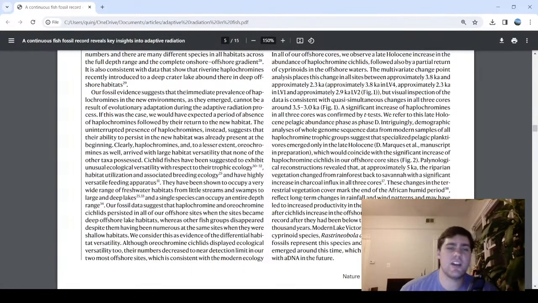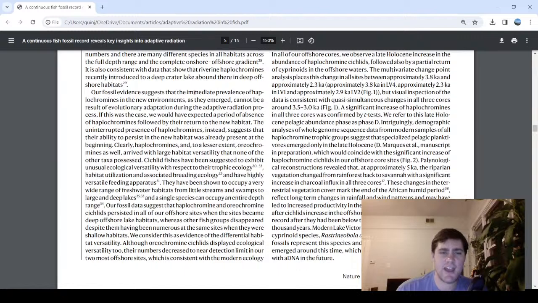Our fossil evidence suggests that the intermediate prevalence of haplochromines in the new environments as they emerge cannot be a result of evolutionary adaptation during the adaptive radiation process. If this were the case, we would have expected a period of absence of haplochromines followed by their return to the new habitat. The uninterrupted presence of haplochromines suggests that their ability to persist in the new habitat was already present at the beginning. Clearly, haplochromines, and to a lesser extent oreochromines as well, arrived with large habitat versatility that none of the other taxa possessed.